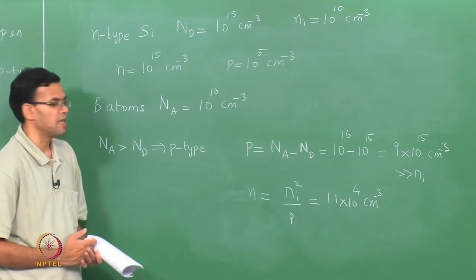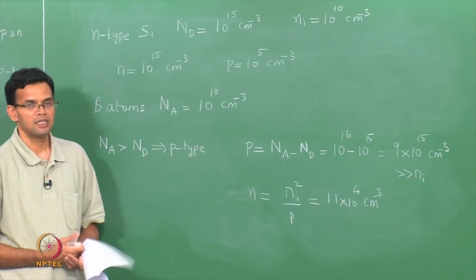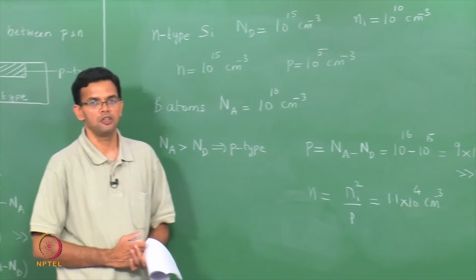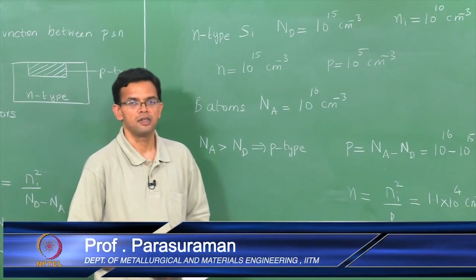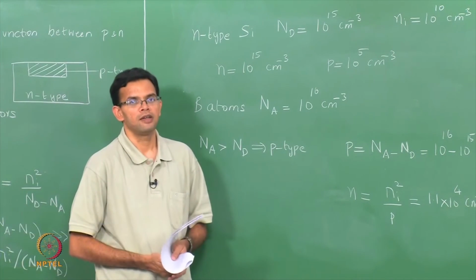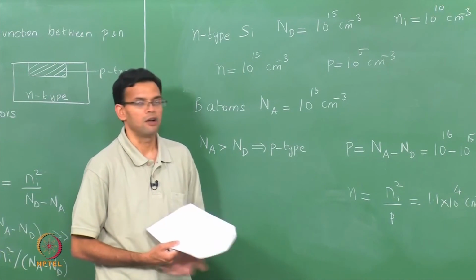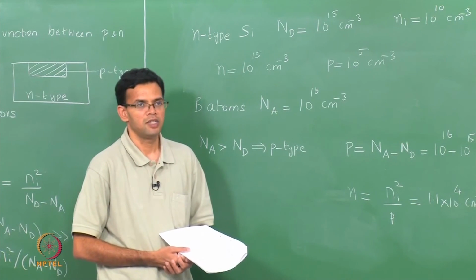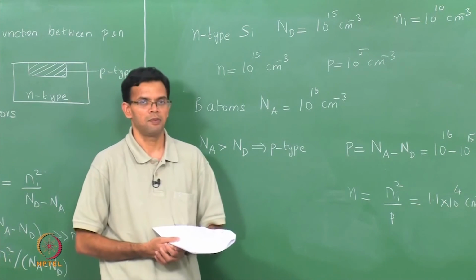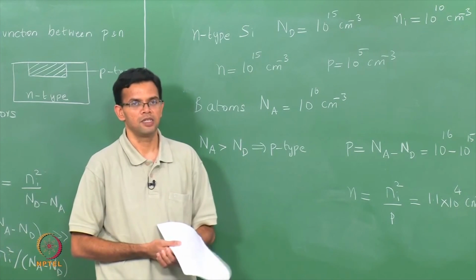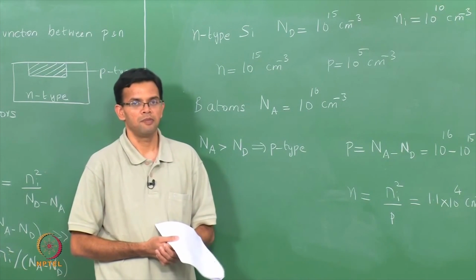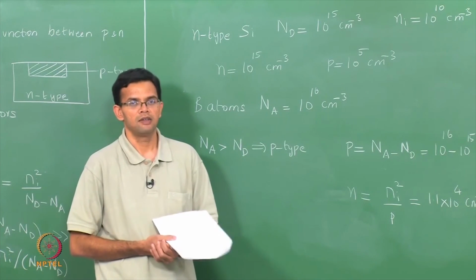We will stop the class here for today. The next class we will look at the position of the Fermi energy in the case of an extrinsic semiconductor, and we will also look at the behavior of the carrier concentration with temperature. We will try and explain how we can say that all the donors or all the acceptors are ionized at room temperature, but we will look at that in the next class.